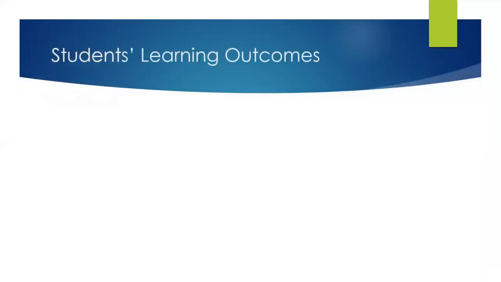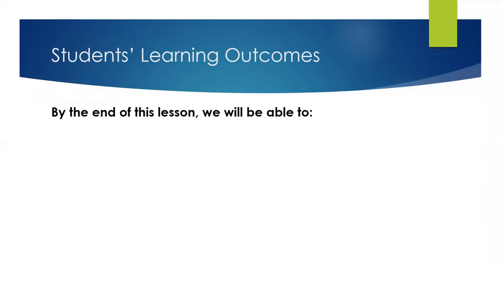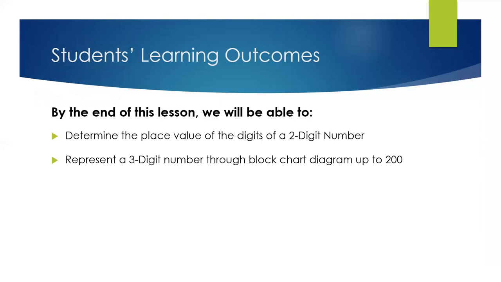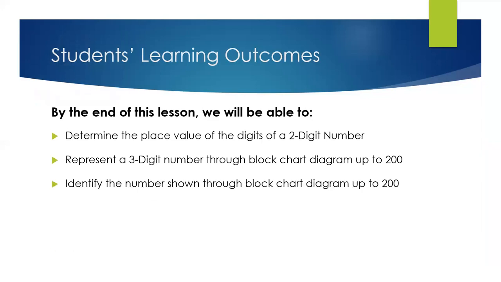So let us see our student learning outcomes for today's lesson. By the end of this lesson, we will be able to determine the number of place value of the digits of a two-digit number, represent a three-digit number through block chart diagram up to 200, and identify the numbers shown through block chart diagram up to 200.